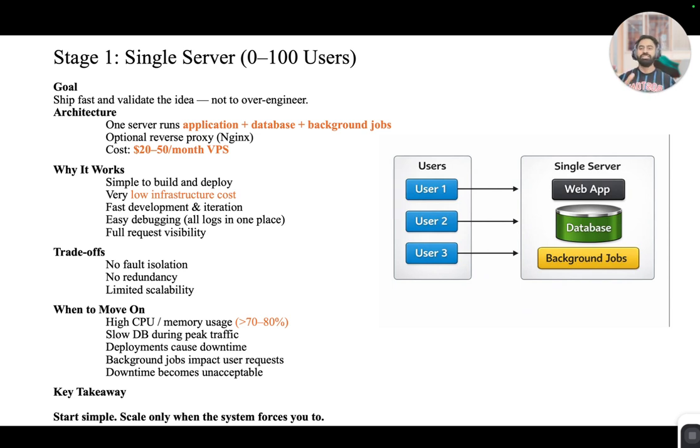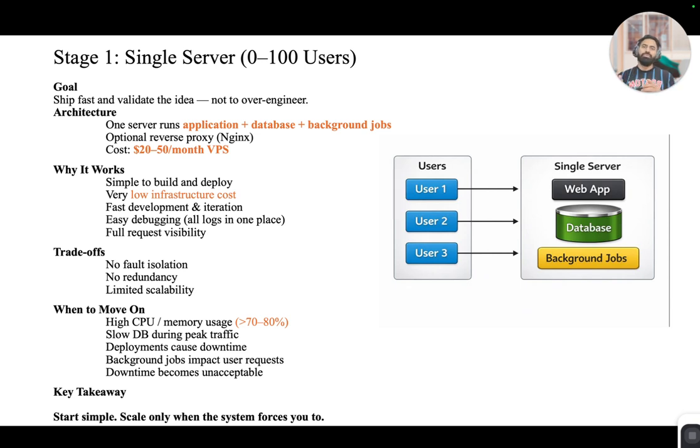Now when does this stage break? Of course there will be a time when the users will increase, when more processing will be done by your application, and then it will break. So that's fine. You will know when the time has come to move on. For example, when your database slows down during peak traffic, when the CPU or memory stays above 70 to 80%, when the deployment causes visible downtime, when the background jobs crash and affect user requests.